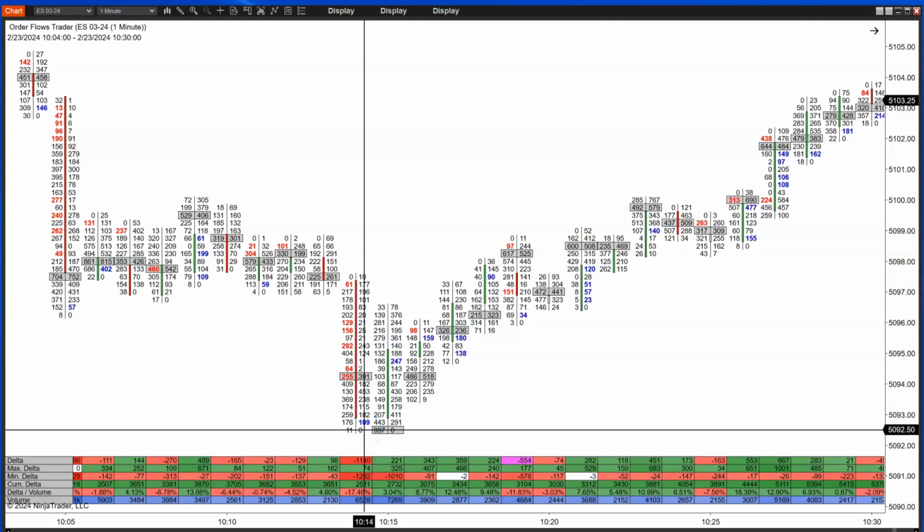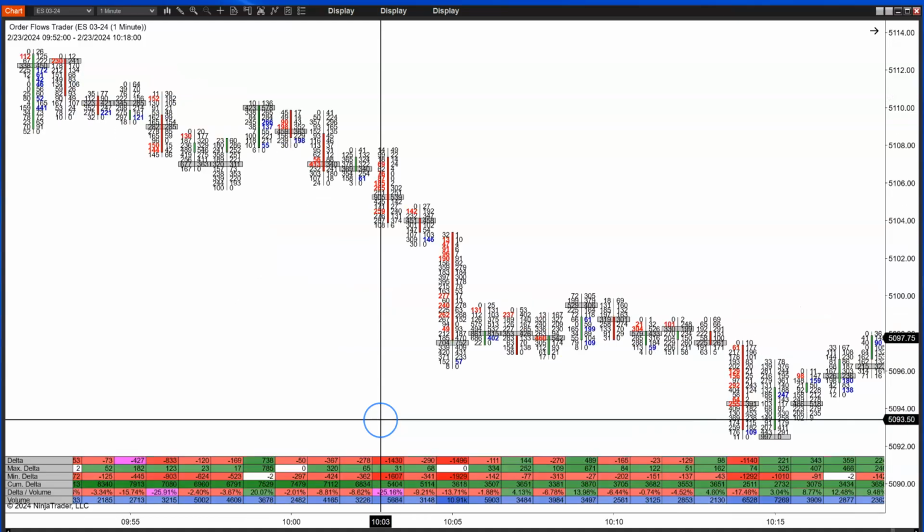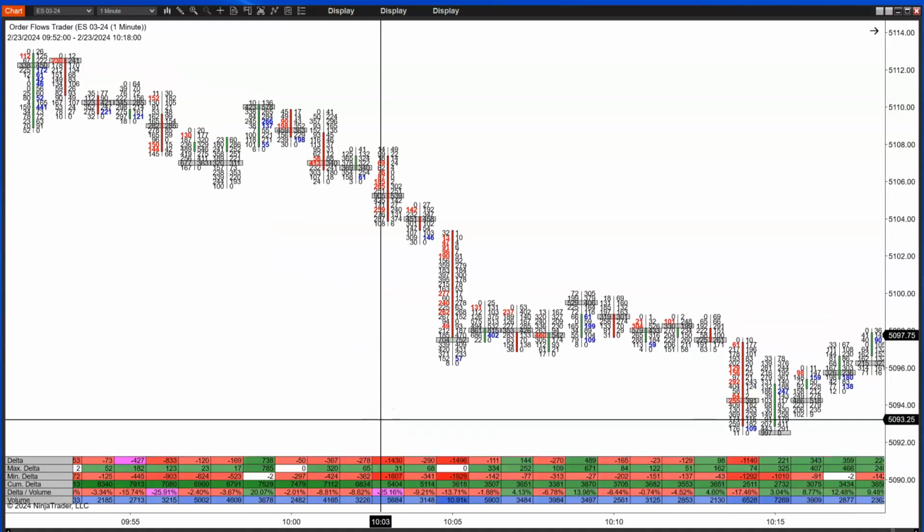Now, how do I know this is stopping volume? Well, one, I understand this market. I know what heavy volume is, especially on a minute-based chart. I can see 997, and again, you don't have to sit here and make notes and say, is this heavy or not?